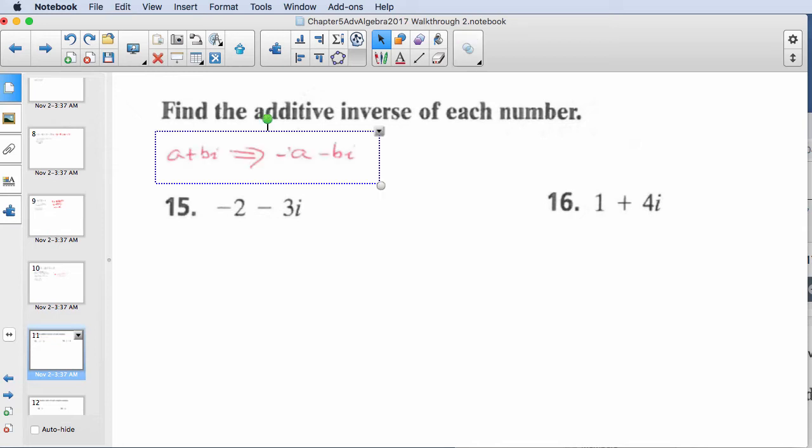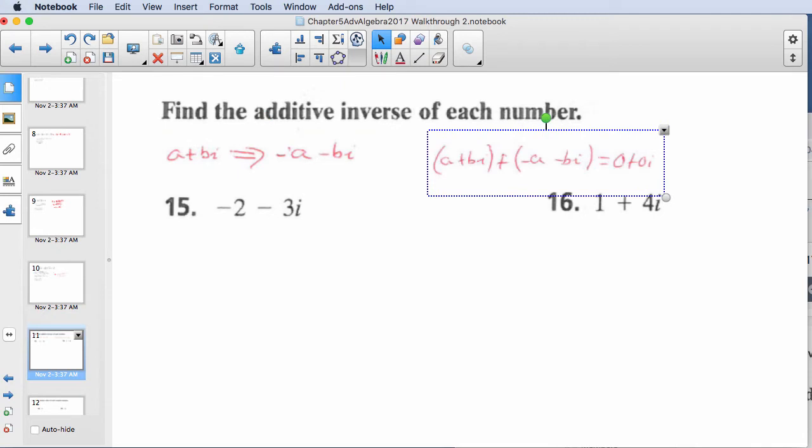And it's very simple. All you need to do is change the sign of the real and imaginary component. So I think I would jump right to these problems if I was taking the test and get these two easy ones out of the way. In this case, this works because for a plus bi plus negative a minus bi, you add the real components together and the imaginary components, and you get 0 plus 0i, which is right at the origin.